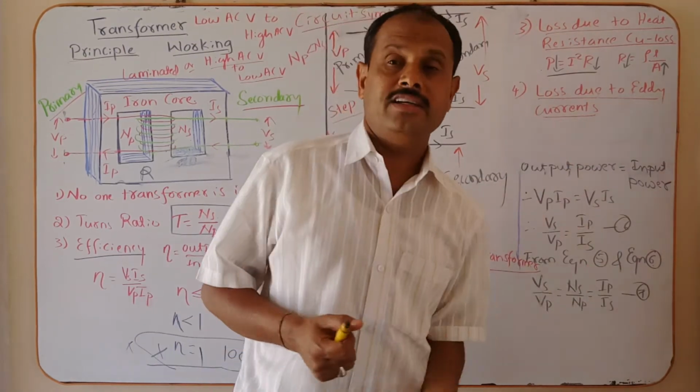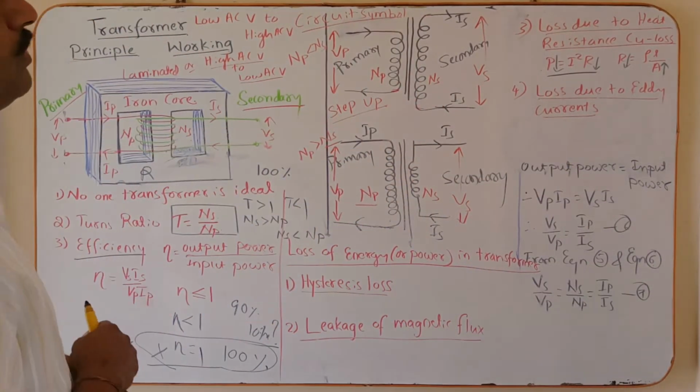Loss due to the eddy currents. The fourth point is loss due to the eddy current.